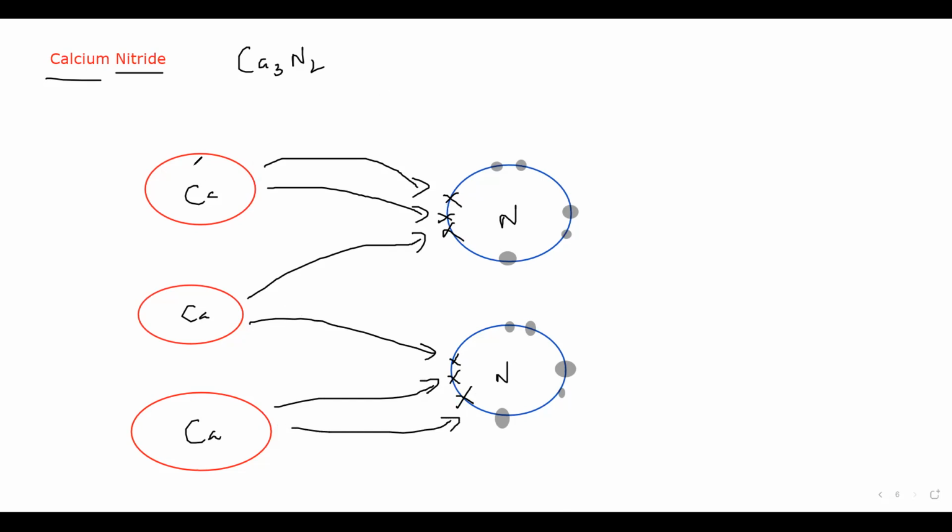So what will be the charge on this calcium? Each calcium loses 2 electrons. So what will be the charge on the calcium? As each calcium is losing 2 electrons, the charge will be plus 2. And what will be the charge on nitrogen? Each nitrogen taking 3 electrons, so the charge will be minus 3. Is it clear, this example of calcium nitride? The ionic structure of calcium nitride.